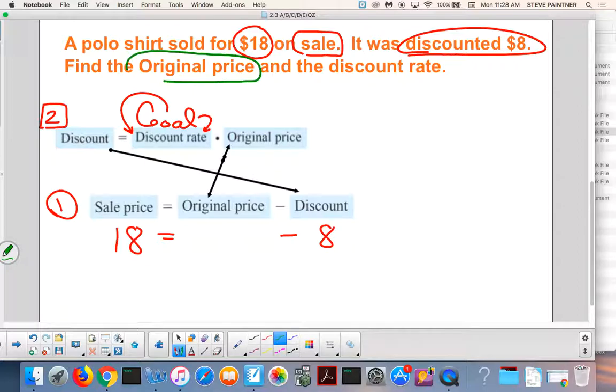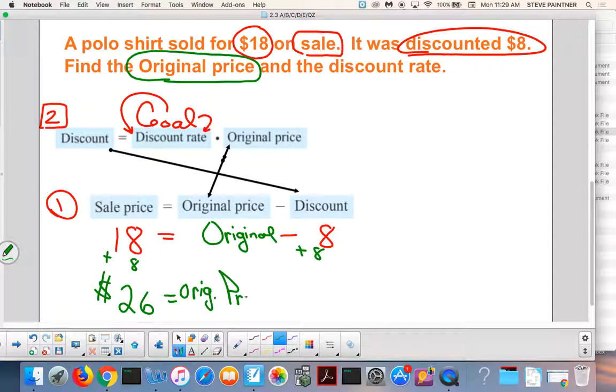Now, obviously, this is the original price. You can put B, X, or Y or whatever. I'll put original. Now, guys, solve that equation for the original price. How do you solve it? Plus 8. So the original price is 26. If you have a question, now's the time to say something. Nobody? Okay. Then it says find the discount rate.